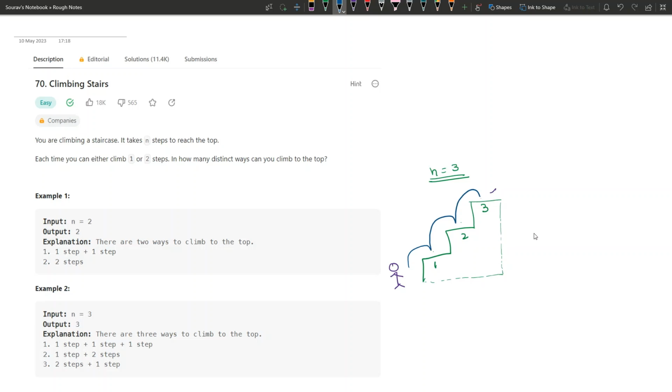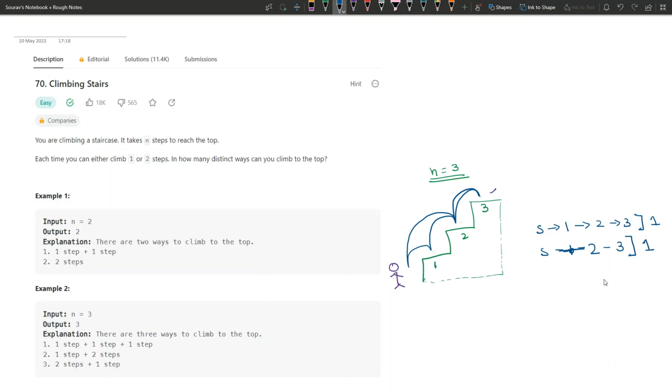So what will the path look like for Ram? Let's say he started from start, he would have gone to 1, then 2, then 3. So this is one way he could have reached the top. What is another way he could have reached? Ram can also take two steps at a time. Let's say he takes two steps at the start and one step at the end. Then the path would have looked like: start, he won't go to 1, he goes directly to 2 and then 3. So this is another way he could have reached the top.